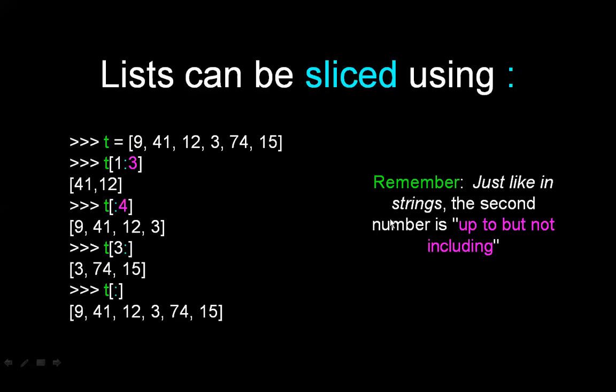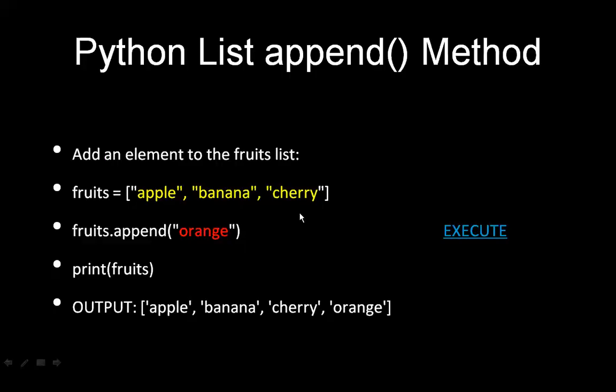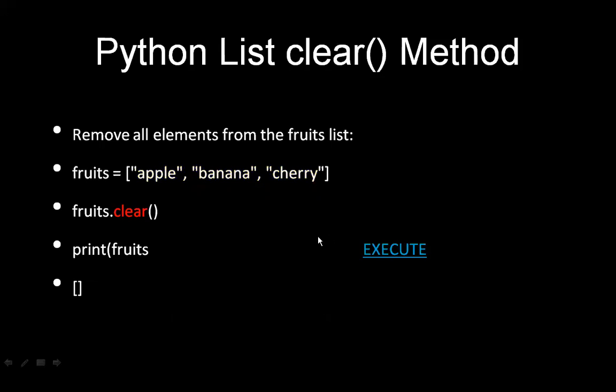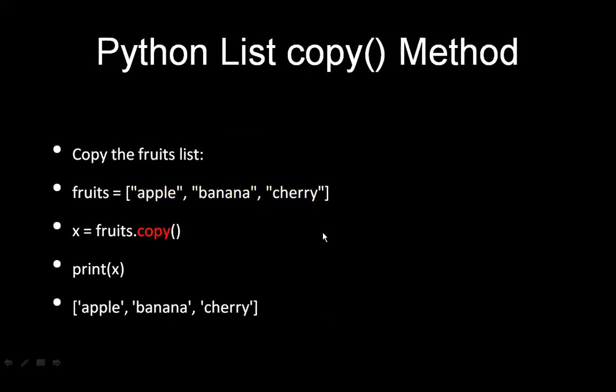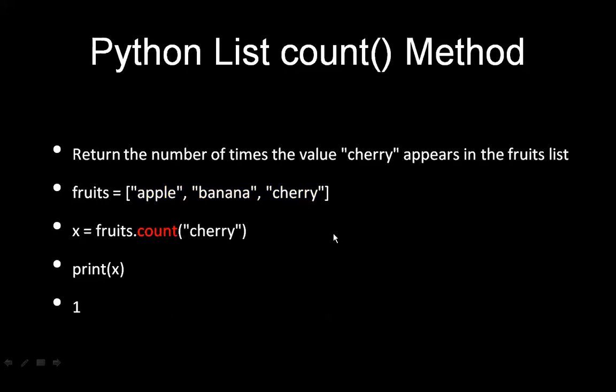We also saw the different types of methods in today's class, such as how to append an element into the list. We saw the theoretical explanation as well as the practical implementation of the append method. Then we also saw the clear method, and the copy method in today's class. In the next class we will have a look at the count method and the different types of remaining methods.